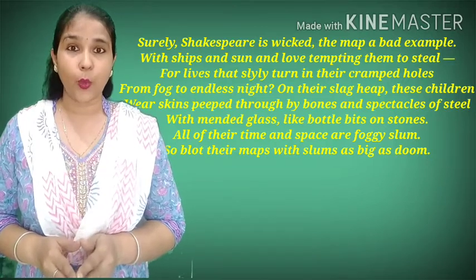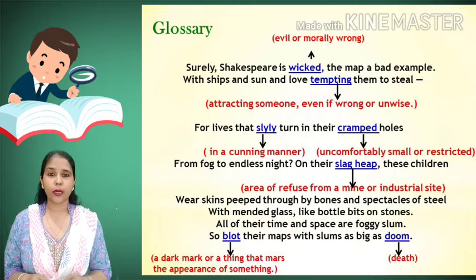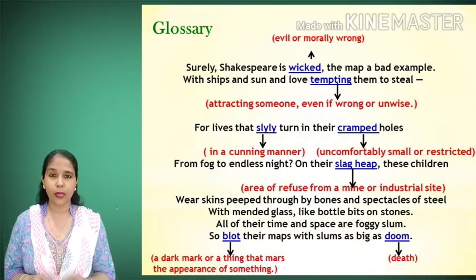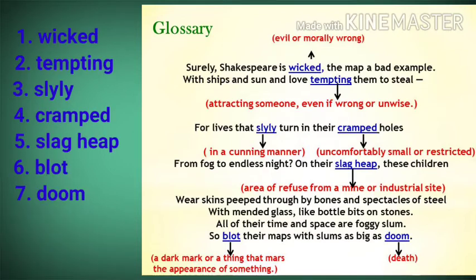Before the explanation, let us give a quick look at the meaning of some difficult words which will help you to understand the poem better. The first word is wicked, which means evil or morally wrong. Second word, tempting, attracting someone even if wrong or unwise. Third word, slyly, which means in a cunning manner.